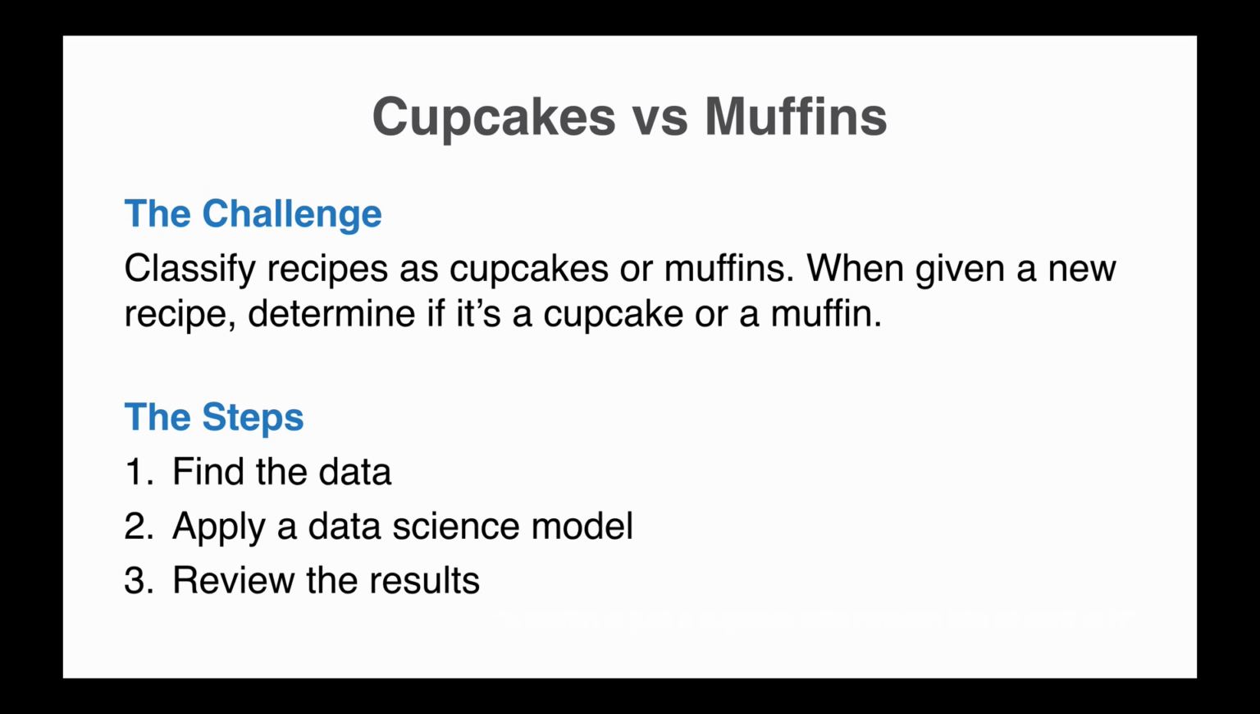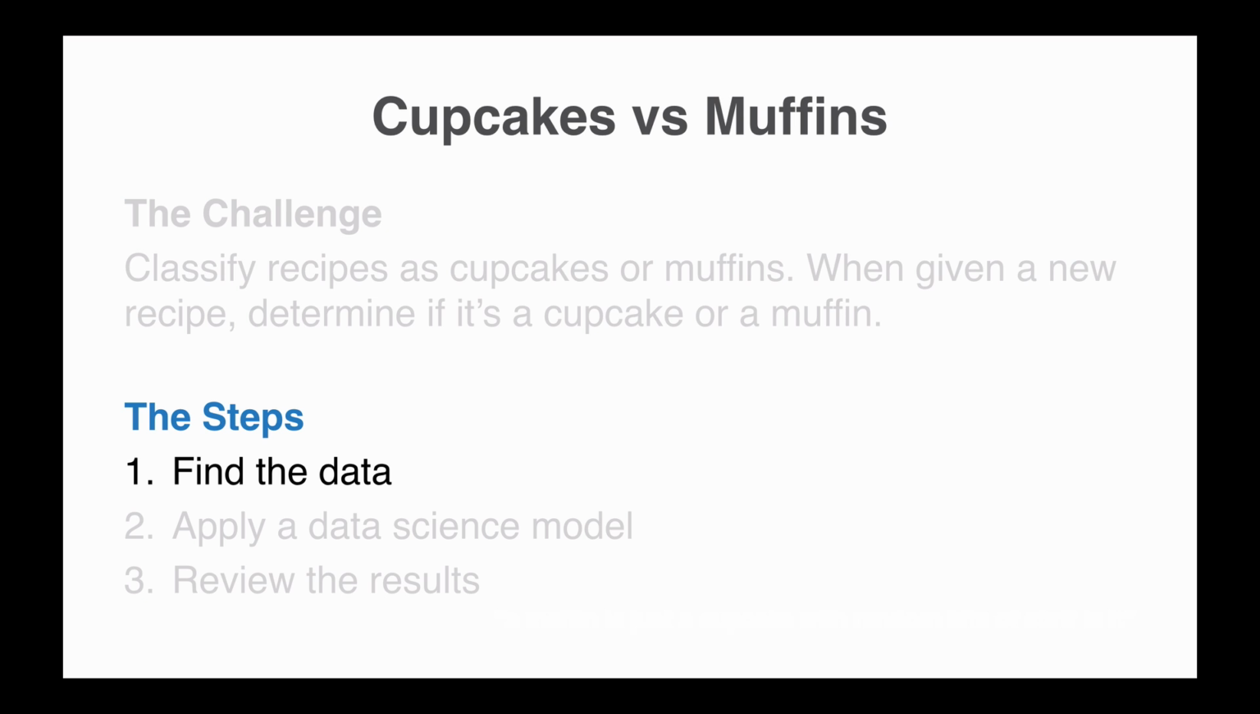So that way, once I've built my model, when I give my model a new recipe, it should automatically predict whether that recipe is a cupcake recipe or a muffin recipe. So there are 3 steps I need to take to do this. First, I need to find the data. Then I'll apply a data science model, which in this case will be SVMs. And then finally, I'll review the results.